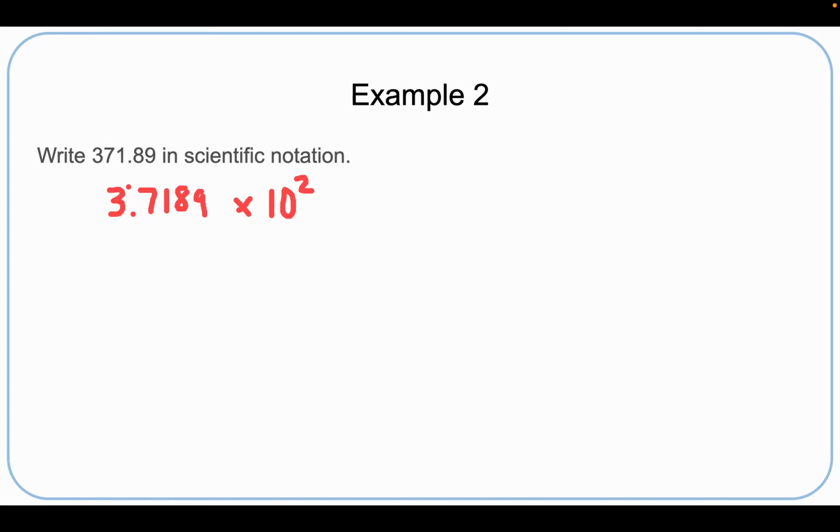So the number that you start with should always be between 1 and 10. It's only a single digit here before our decimal point.